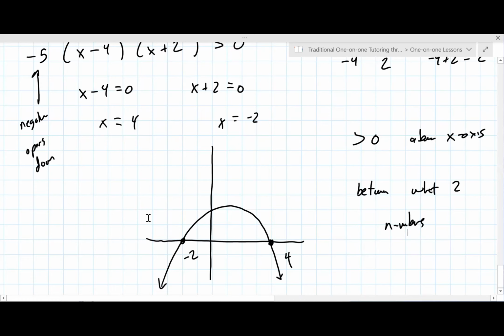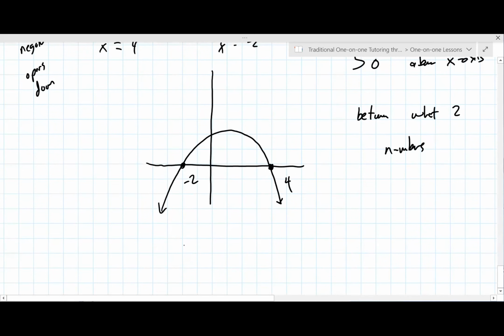-2 and 4. -2 is right here. Okay. -2 less than x less than 4. And in interval notation, it would be (-2, 4). So that is how the inequality works.